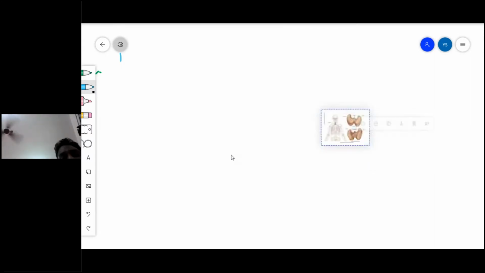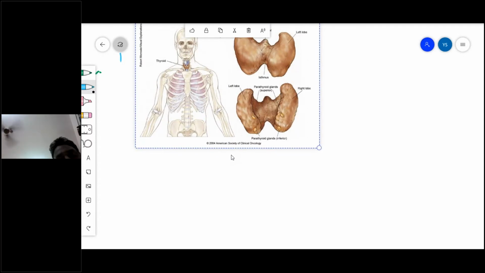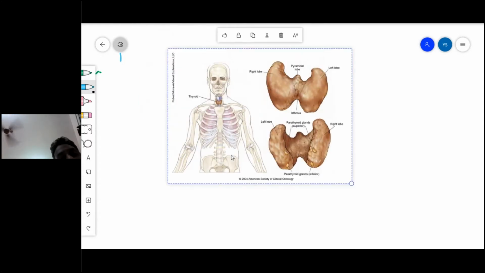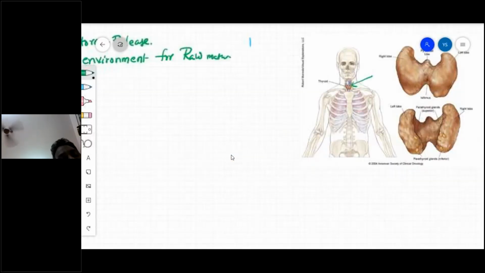You see this picture? In this picture I will show you. With the green arrow I am showing you the thyroid gland. Usually it is present in front of the trachea. So if you see the location, vertebral level, it extends from C5 to C7 vertebra and also extends up to T1. So write the location in front of trachea, and the extent now.